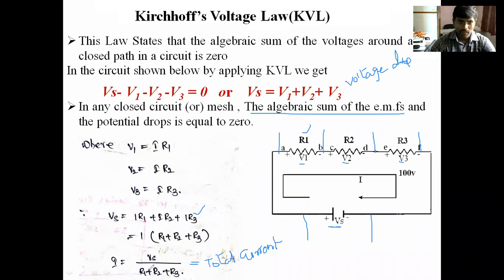Where R1 plus R2 plus R3 is equal to RT, which is equal to total resistance. So from this we can write IT is equal to Vs by RT, where IT is the total current flowing in the circuit, Vs is the total voltage supplied to the circuit, and RT is the total resistance of the circuit. That means if you want to find the total current flowing in a circuit, we can find IT is equal to Vs by RT.